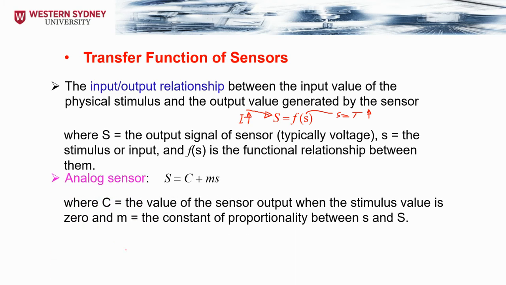For the analog sensors, the relationship is going to be always as a constant, which is the value of the sensor output when the stimulus value is equal to 0, plus m multiplied by s, where m is a constant of proportionality between the input and the output, and s is the value of the stimulus value we have. So for example, this one is going to be the temperature. If the temperature is 0, we're going to have the reading of a certain current, which is going to give me the reading to be equal to 0.